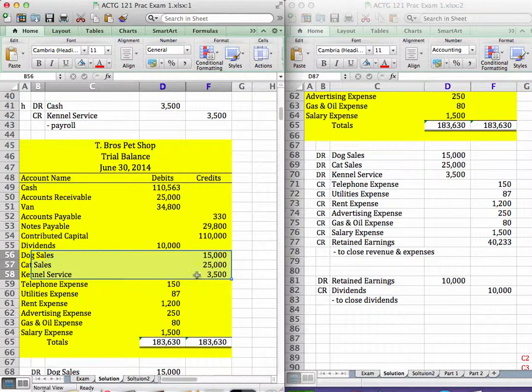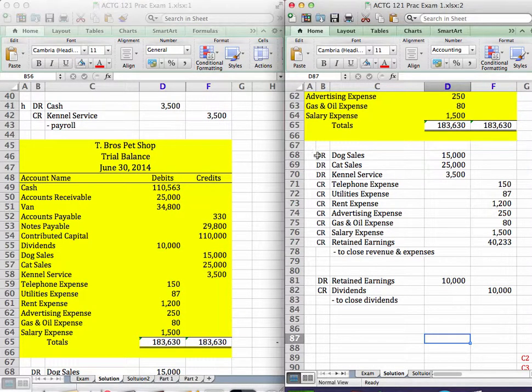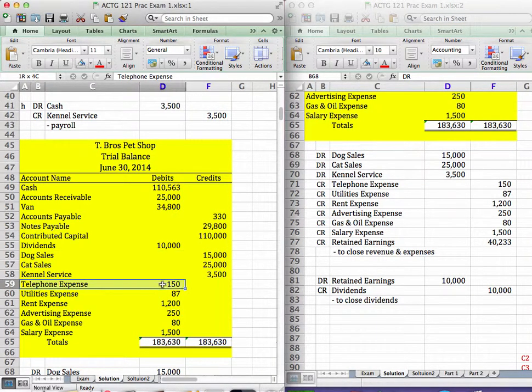So in order to close these revenue accounts, we need to create a debit entry. And there you can see them, $15,000, $25,000, $3,500. Once we have made those line items, we need to then close out our expenses.